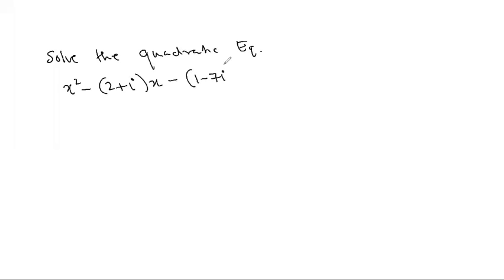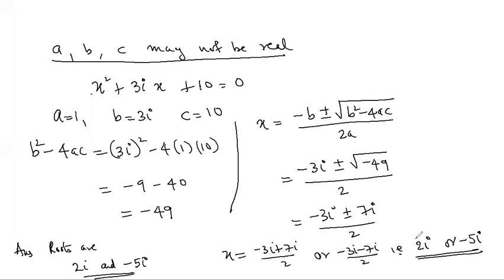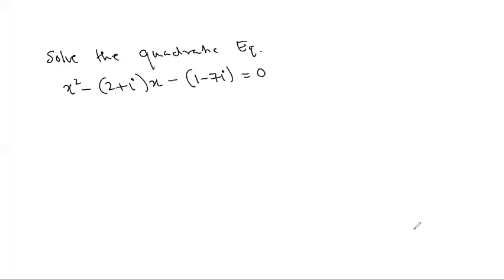Solve the quadratic equation x square minus (2 plus i) x minus 1 minus 7i. Now, what you notice in this problem? B and C both are complex numbers, not imaginary numbers. Last time it was imaginary numbers. Now it's complex numbers. And did you notice that here the roots did not occur as a conjugate pair? Because B was imaginary. Only in real coefficients do roots occur in conjugate pairs.